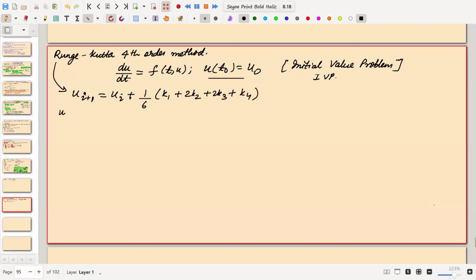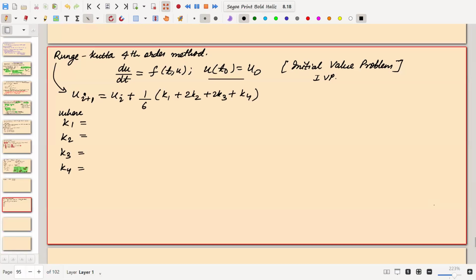Where K1, K2, K3, K4, I will define each of them now. You understood? This is the method. Where K1 is equal to H, the step size, times F at Ti, Ui. K2 is equal to H times the function value at Ti plus H by 2, comma Ui plus K1 by 2.